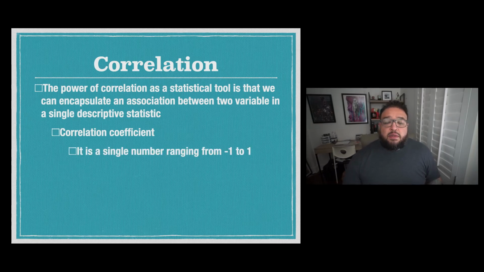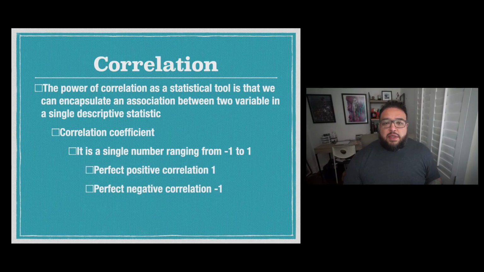It is a single number ranging from either -1 to 1, right? So a perfect positive correlation is a 1. Perfect negative correlation is a -1. If two things have a perfect positive correlation, that means as one goes up a particular number, this other one goes up by a particular number, and it's exactly the same. As one goes up, the other one goes up. And of course, then it makes sense that if it's a negative correlation, that means as one goes up, the other one goes down to the same degree.